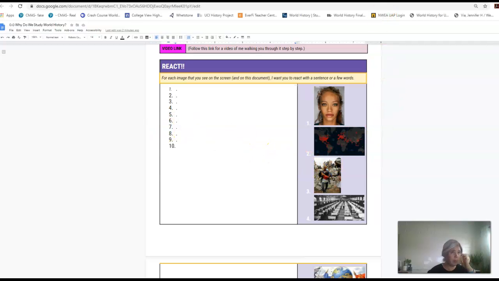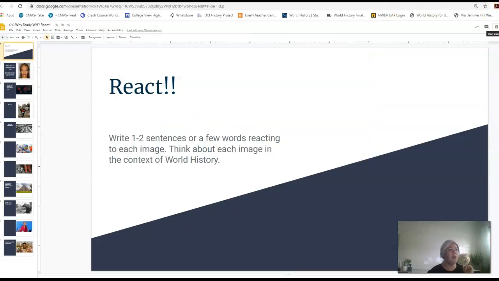All right, so I'm going to start with the slideshow. It looks like this. So, React. You're writing, I said, 1 to 2 sentences or a few words. If you want to stretch yourself and get a little bit more in depth, go ahead and write 2 sentences. It doesn't need to be more. I'm hoping for more than a few words on some of them because they are pretty powerful.